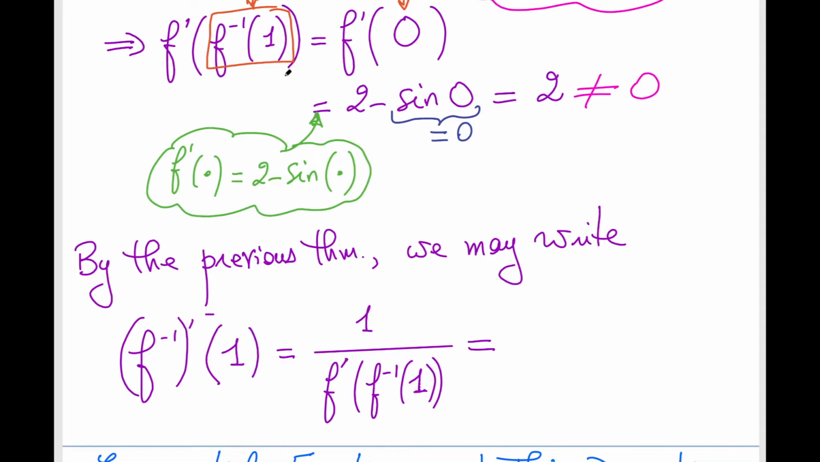How much was f prime of f inverse of 1? We found it to be 2 at the time, right? We found it to be 2. So this means this is a half. Okay. So the slope of the tangent line to the curve y equals f inverse of x, at the point x equals 1, is equal to 1/2. Okay. All right.